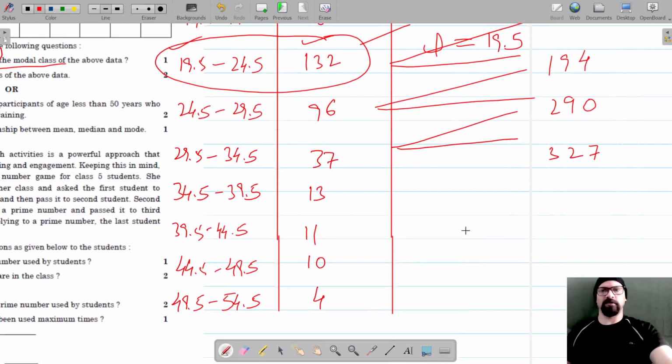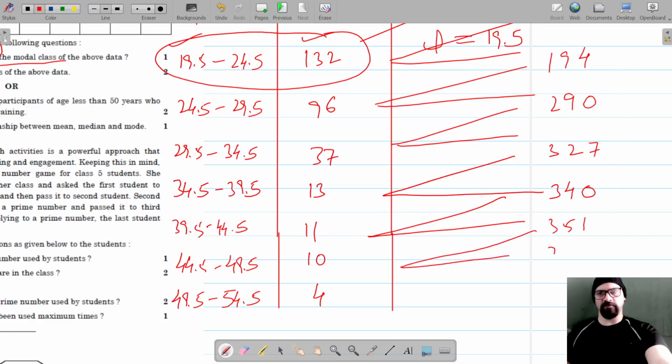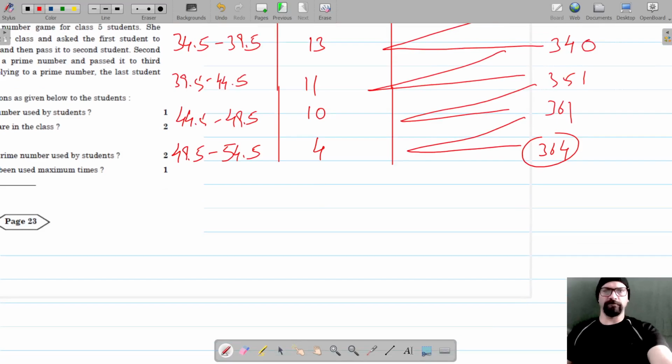327 added to 13 gives me 340. 340 added to 11 gives me 351. 351 and 10 gives me 361, and 4 is 365. Sorry, our total is 365.